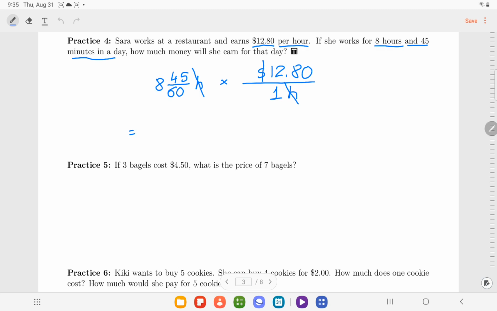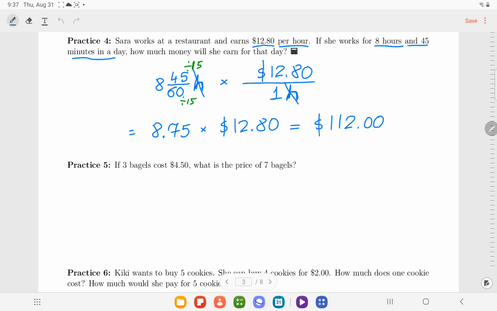Now this is 8 hours and 45 minutes. We're going to reduce this fraction. We get 8 hours and 3/4 hours, which is 8.75. We already canceled the hours, times 12.80. So she will get $112 for the day of work. Remember that we have to use the units and the hours get cancelled.